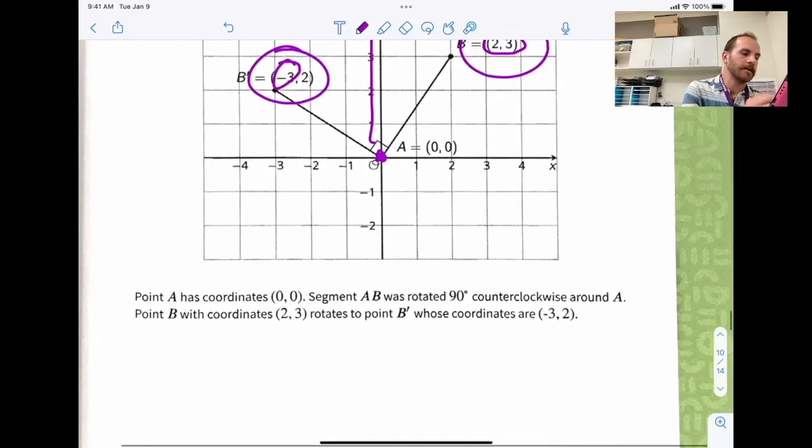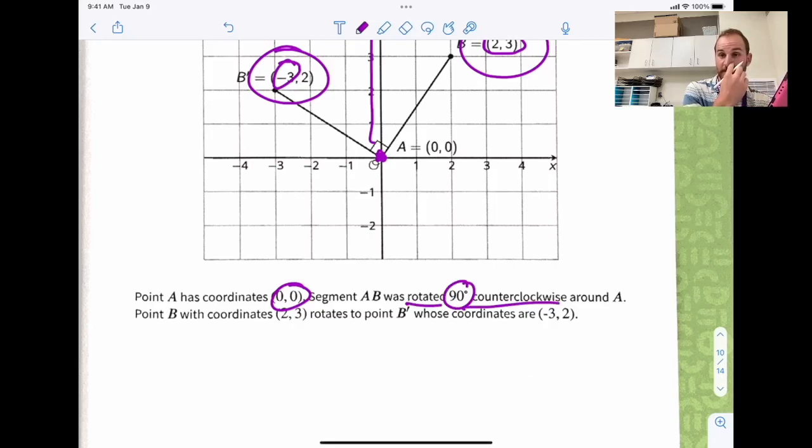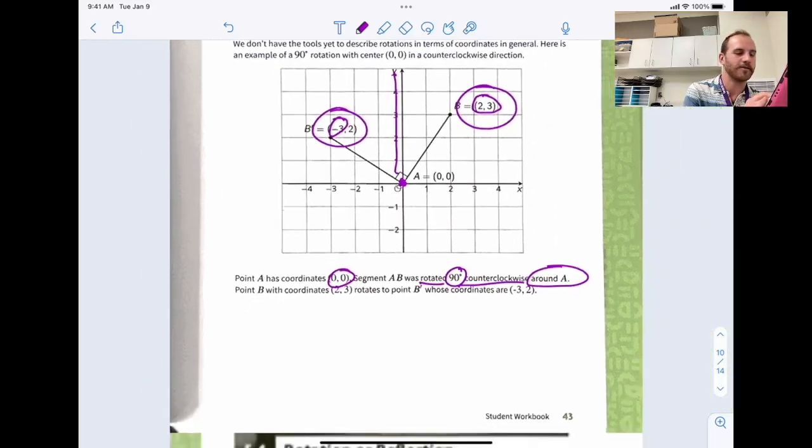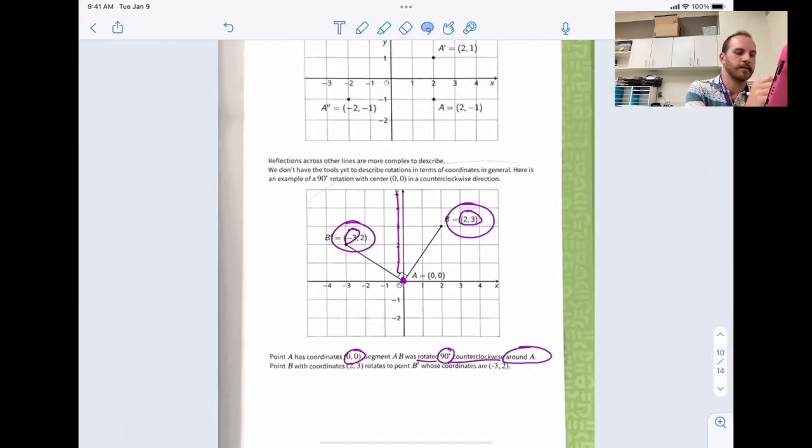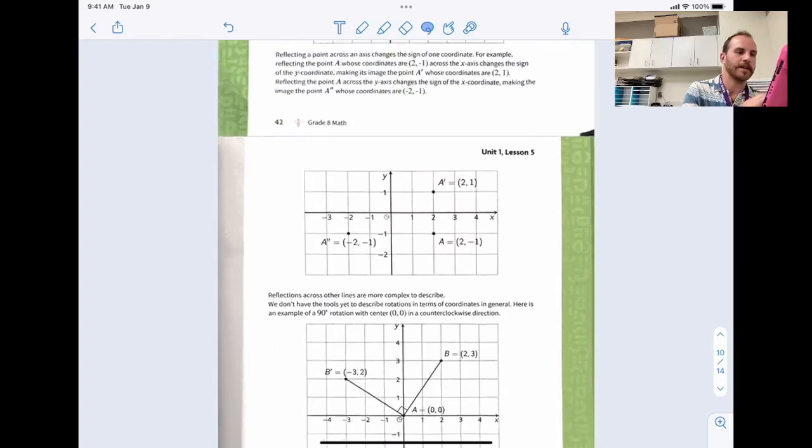Okay. Now, point A has coordinates 0, 0. Segment AB was rotated 90 degrees counterclockwise. That's good information they're giving us. They're telling us what kind of transformation. The distance was 90 degrees. The direction was counterclockwise. And what was the center? Center was A. Point B with coordinates 2, 3 rotates to point B prime, whose coordinates are -3, 2. And that is that part of the lesson. We've done the lesson summary.